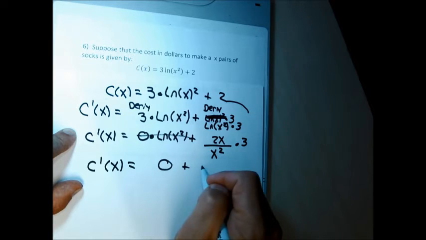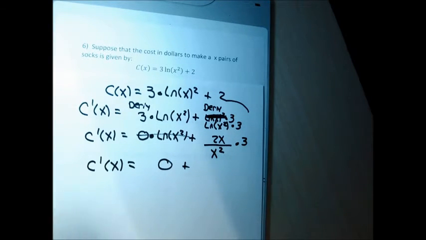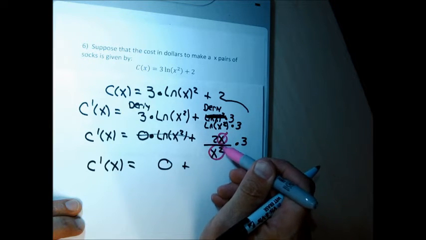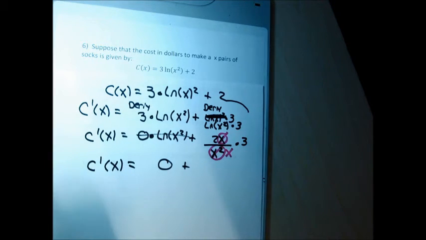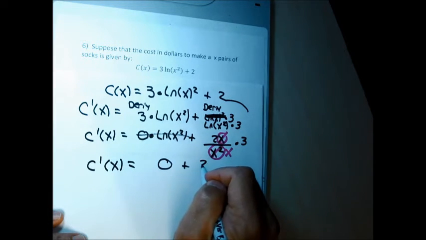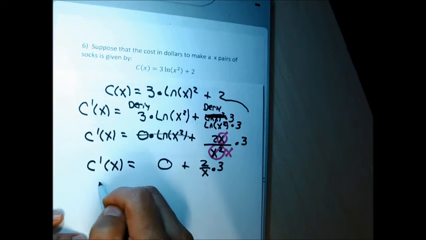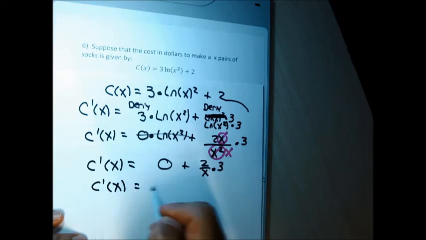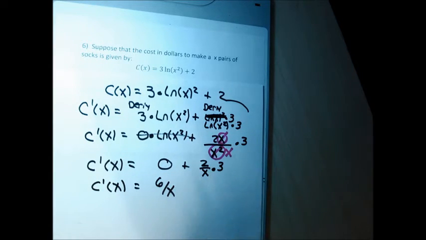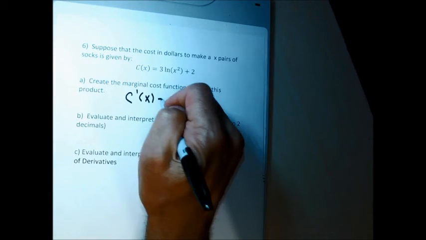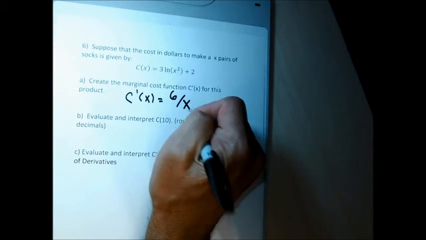And for this piece, I get plus, and I have to reduce a little bit. This x is going to completely cancel, down to an x to the first. So I get 0 plus 2 over x times 3, and then I'm going to multiply that 2 and the 3, and I'm going to get c prime of x equals 6 over x. I can actually use the main screen to do my derivatives if I care to, because that's easy to work with. So my answer to part A is c prime of x equals 6 over x.